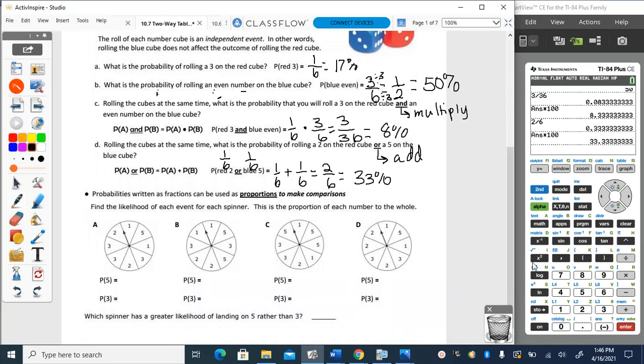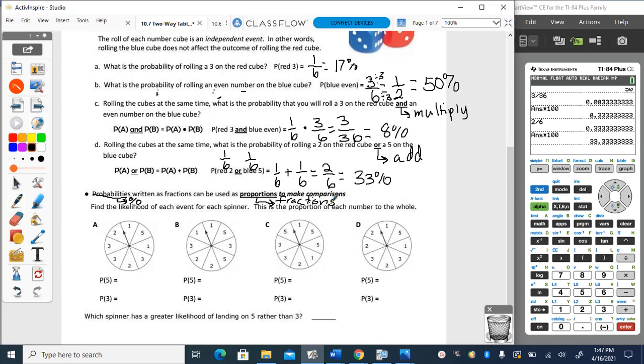So now let's look at this one. Probability is written as fractions, which can be used as proportions to make comparisons. So the easiest way to remember this: for probabilities, we want the percentage. For proportions, we want the fractions because we want to be able to make comparisons. So let's look at these spinners. It says find the likelihood of each event for each spinner. This is the proportion of each number on the whole. So we just want the proportions.